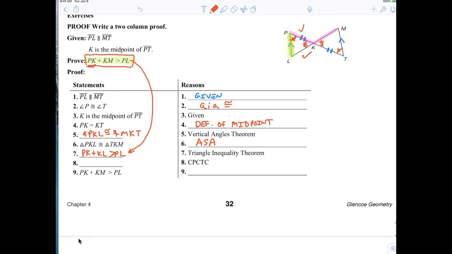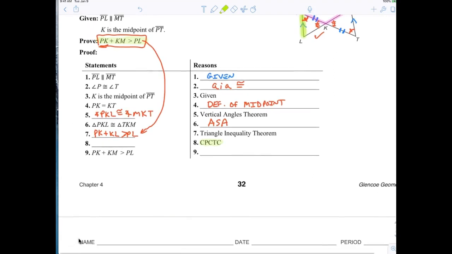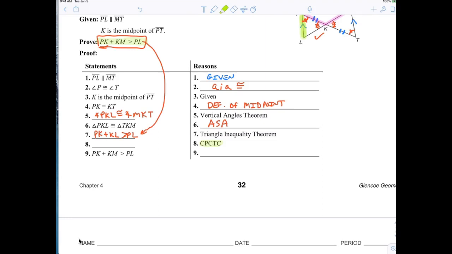Now we're doing corresponding parts of congruent triangles. Somebody else have a thought. Tell me, Bridget. Could you do MK plus KT? You're probably right. But I think we should look over here. They want us to use the corresponding parts of congruent triangles, correct? Right now, look at where I'm at. I'm at this statement right here, and I'm at this statement right here. So what is different?